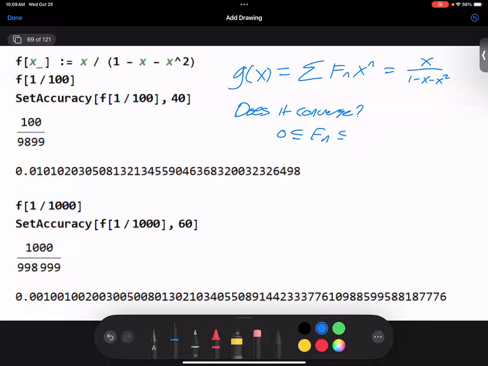It's at most 2 to the n. So we know this is at most 2 to the n, so the series converges if the absolute value of x is less than 1/2 by the geometric series formula.